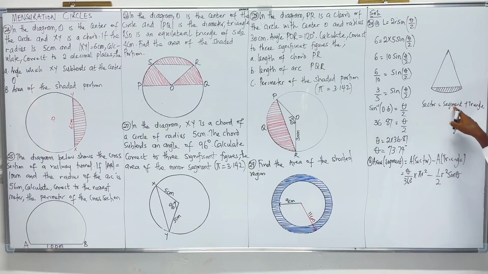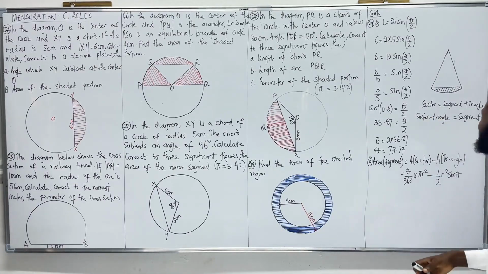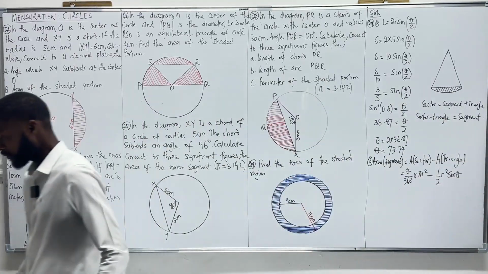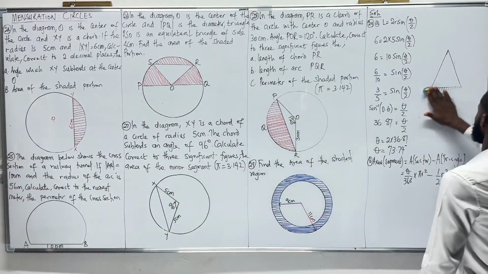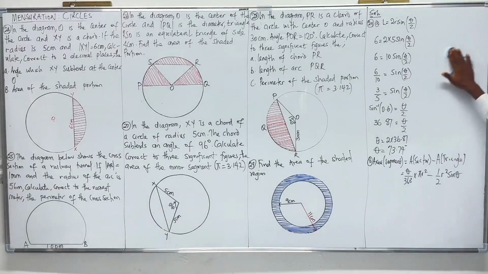So that means to get the segment, if we take the triangle to this other side, we'll get sector minus triangle equal to segment. So the area of a segment is the area of a sector minus the area of a triangle. So I don't think I should waste time there. Okay, let me wipe that out. So that's what we have.